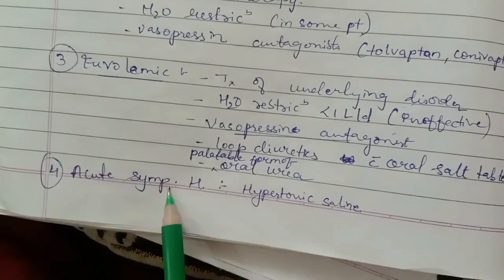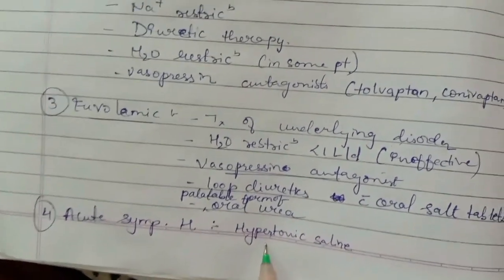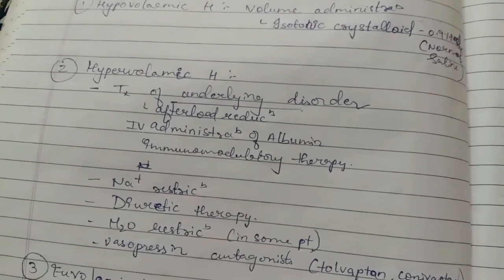In acute symptomatic hyponatremia, the only treatment is hypertonic saline. So I hope you got something. If you have any doubts, you can let me know in the comment section. Thank you.